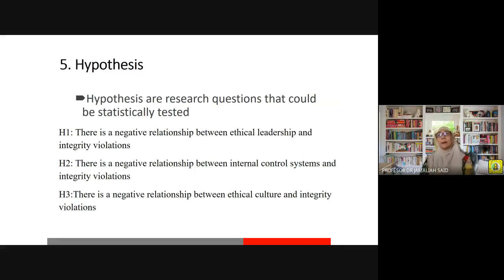For example, I replace integrity violation with organizational performance. When I replace integrity violation with organizational performance, I will change the hypothesis into a positive statement. There is a positive relationship. There is a significant positive relationship between ethical culture and organizational performance. So your hypothesis can be negative or positive, depending on the theory and depending on the past literature. Okay, hopefully it's clear now. Hypothesis.